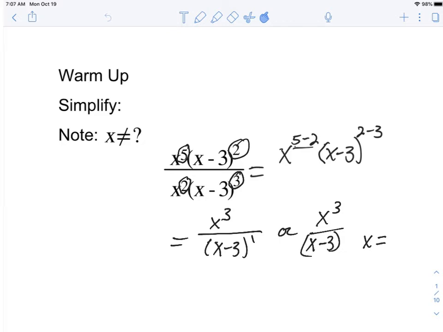Now x cannot be 0. That's from the first statement. When you're doing this, we have to always start this check on what x cannot equal, and it always comes from what you start with. So x cannot be 0, and x cannot be 3. Please advance to the next slide.